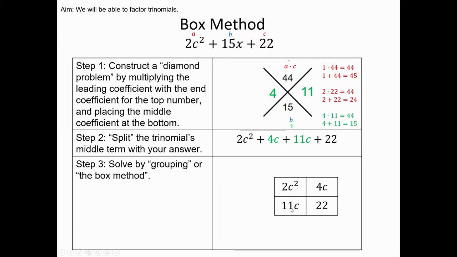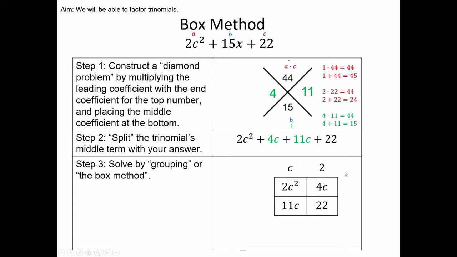I'm just going to go down this time, up and down. So I look at 2c squared and 11c. Notice that 2 and 11, nothing goes into both those numbers, right? But I could still take a c out of this, right? So that would work. And then I look at 4c and 22. Only one of them has a c, so I'm not going to take a c out. But 2 goes into both of these, so I'll take a 2 out right there.